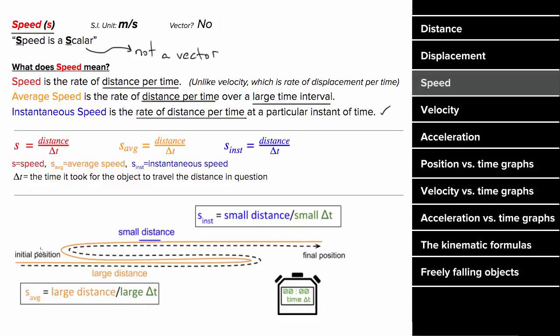In other words, if an object's taking a long winding path, you could find the average speed for the entire trip by taking the total distance for the entire trip and dividing by the time it took to travel that distance. Or to determine the instantaneous speed, you could look at an infinitesimally small distance and divide by the time it took to travel that infinitesimally small distance. The units for speed are meters per second. It is not a vector, and speed can only be positive or zero. Speed can never be negative. What's an example problem for speed look like?